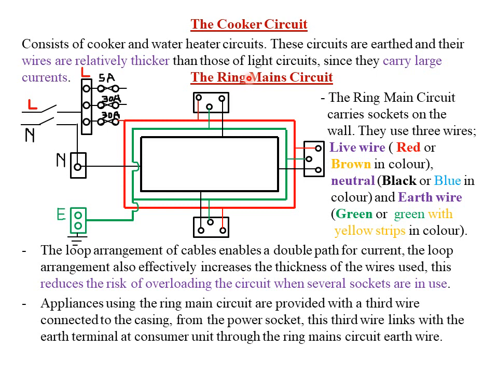Then we look at the ring main circuit. The ring main circuit carries the sockets on the walls. They use 3 wires. We have the live wire, which is usually either red, or sometimes brown in color. They also use the neutral wire, which is usually either black or blue in color. Then we also have the earth wire, which is usually green, or sometimes green with yellow stripes in color. So you can see this is what we are calling our ring main circuit.